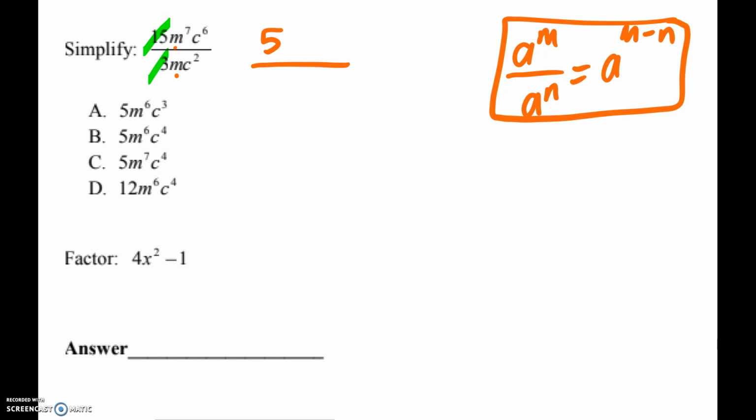So we will have m to the 7. There is an invisible 1 here, remember. 7 minus 1 is going to be 6. 6 minus 2 is going to be 4. C to the 4th. So this is our answer. 5m to the 6th, c to the 4.